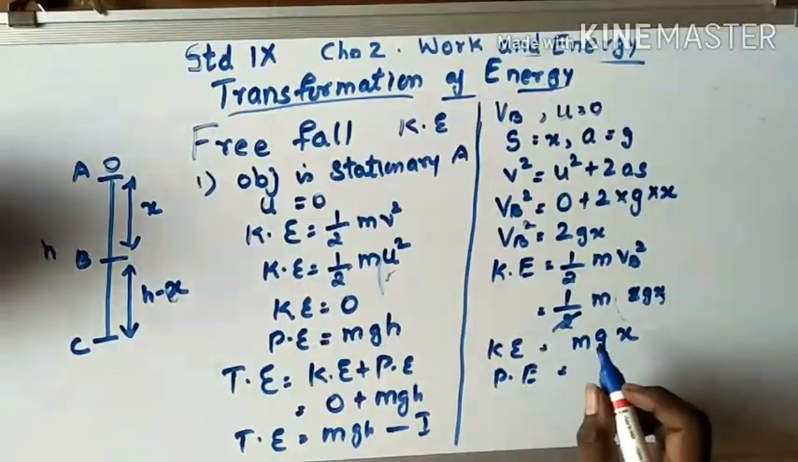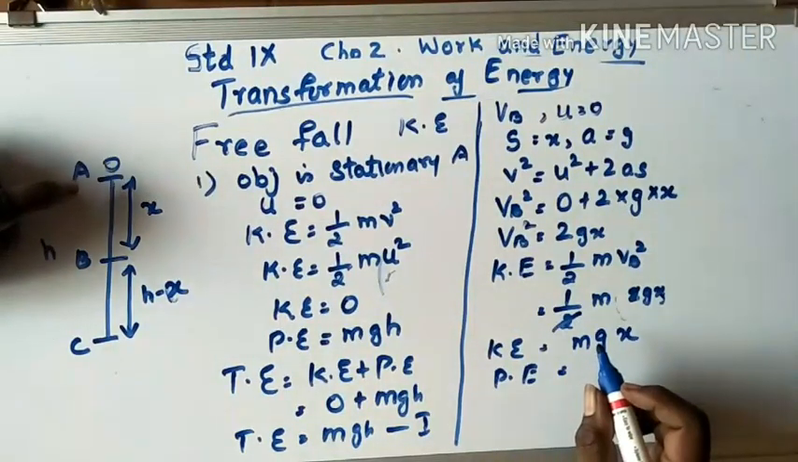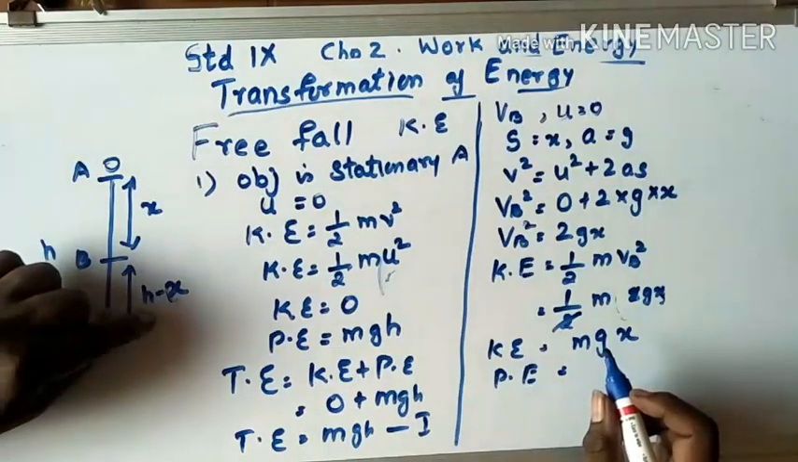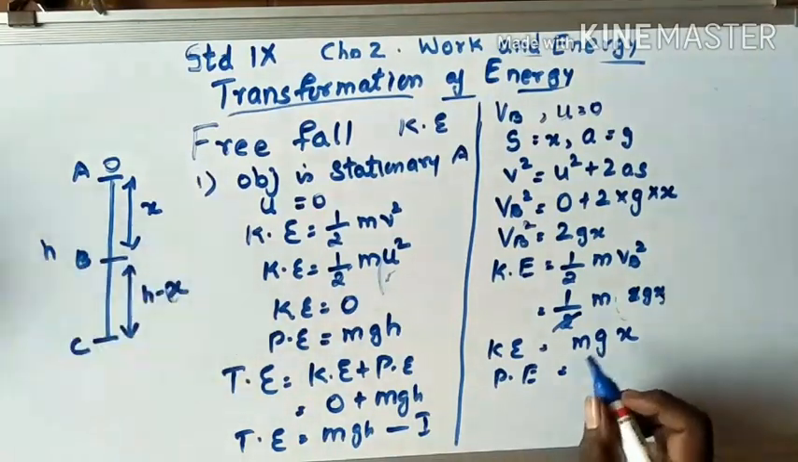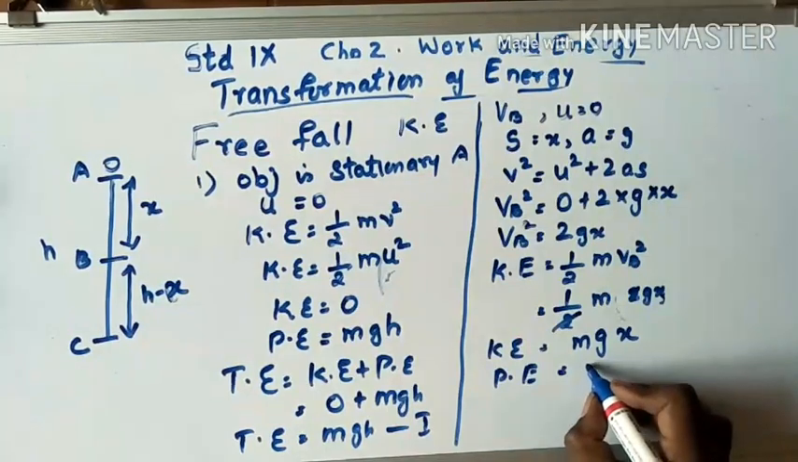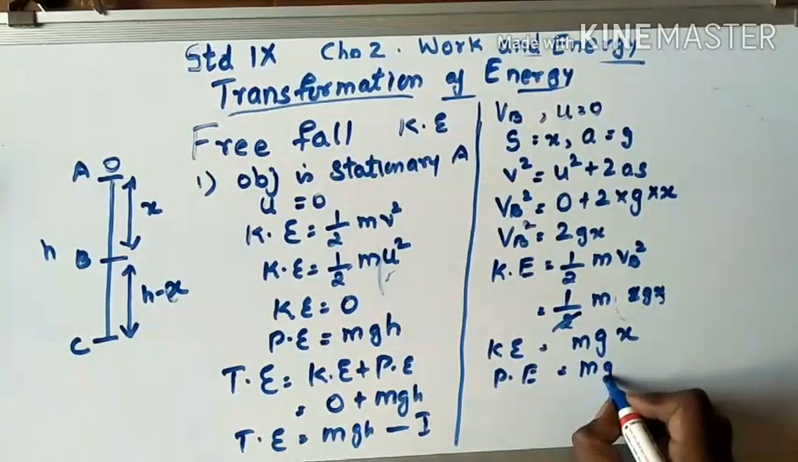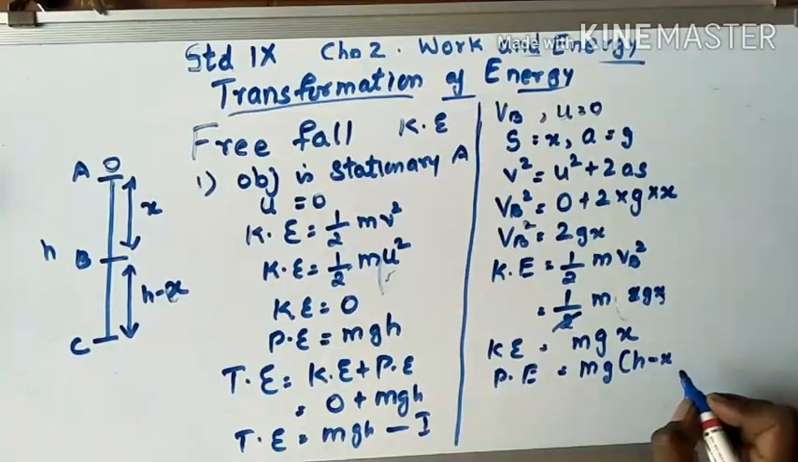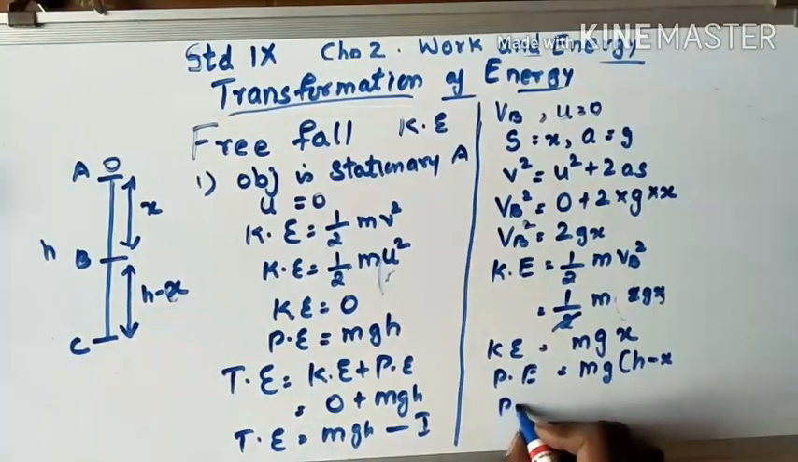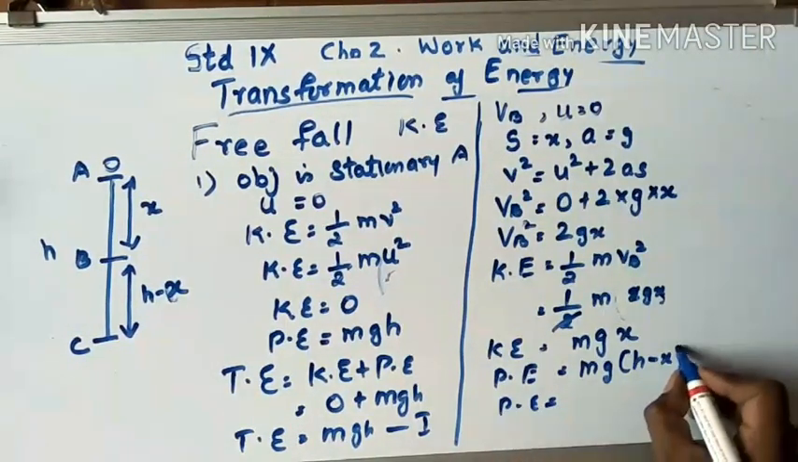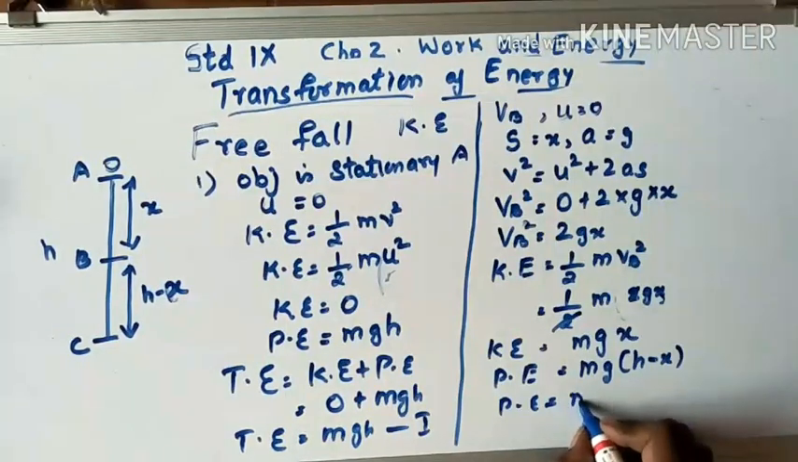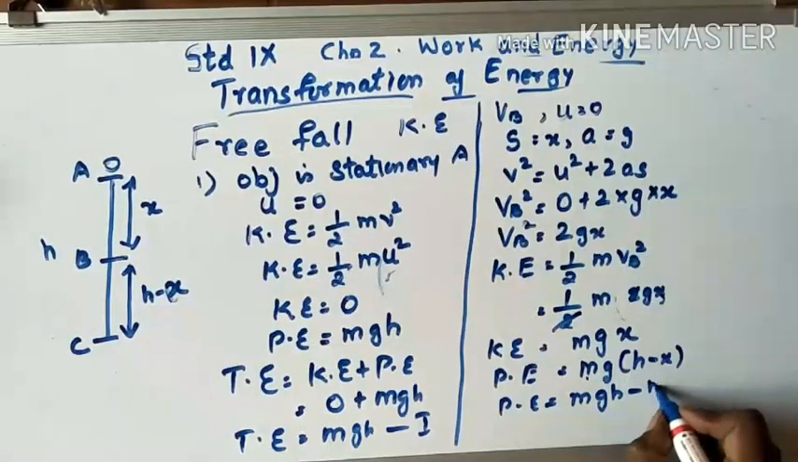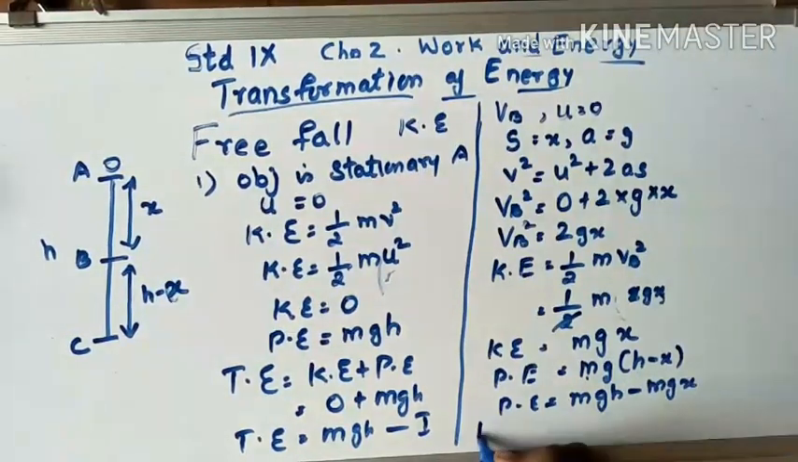Now what about potential energy? The height of the object when at B is h minus x. So potential energy is m g into h minus x. So potential energy is equal to mgh minus mgx.